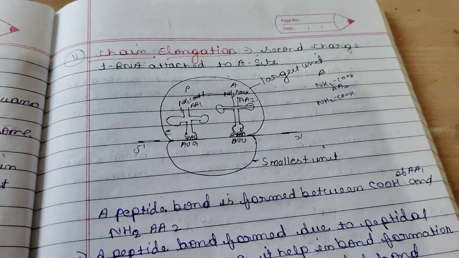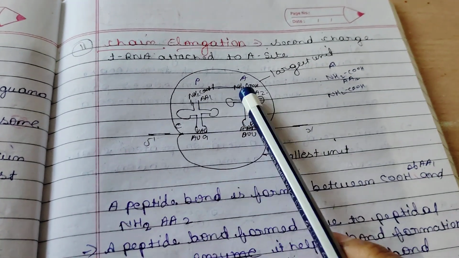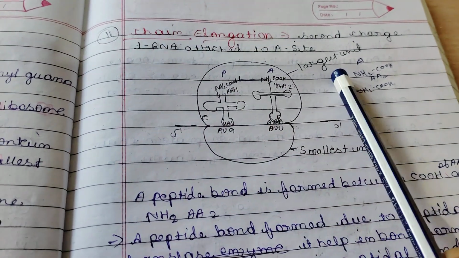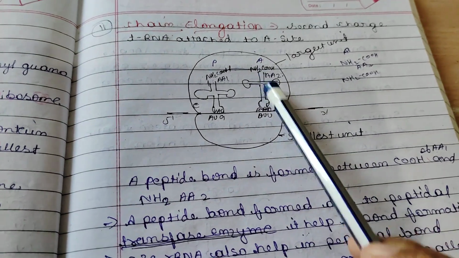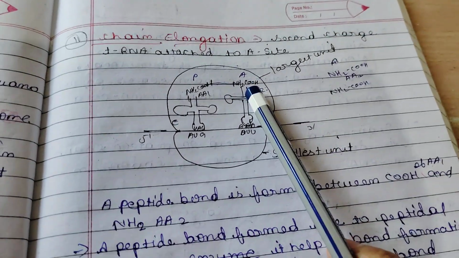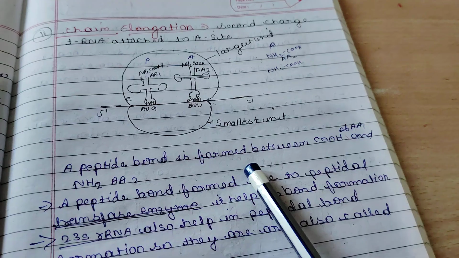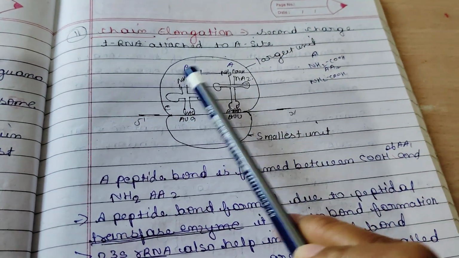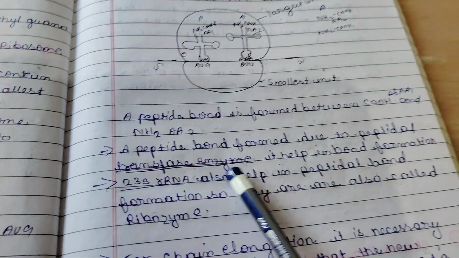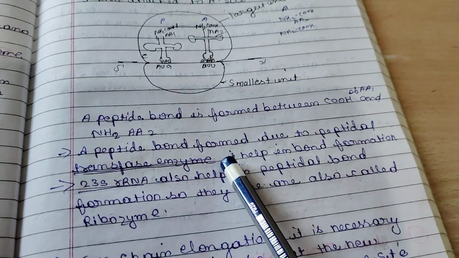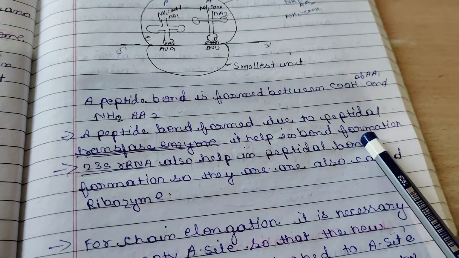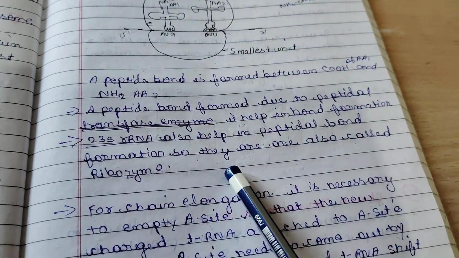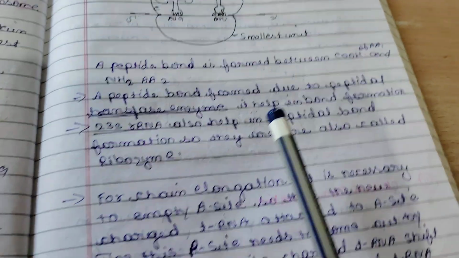Now in the process of chain elongation, the first charged tRNA is attached to the P site, and the second charged tRNA attaches to the A site. A peptide bond is formed between the two charged tRNAs. You can see here the formation of the peptide bond. The peptide bond is formed due to the peptidyl transferase enzyme, which helps in bond formation. The 23S RNA also helps in peptide bond formation, so it is also called a ribozyme.